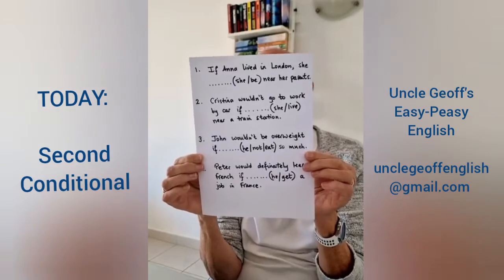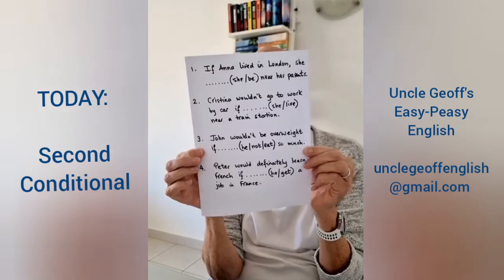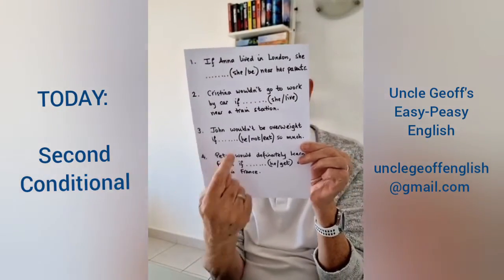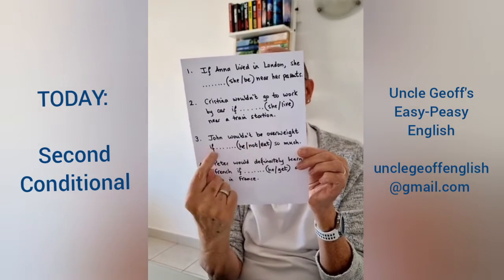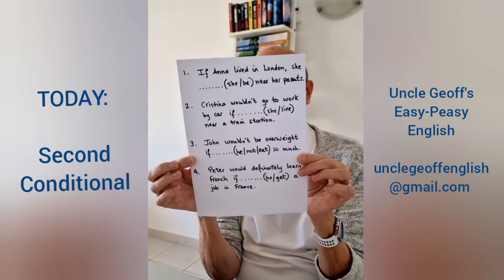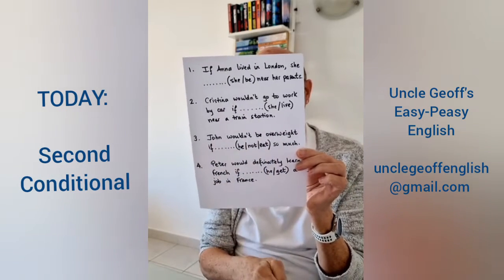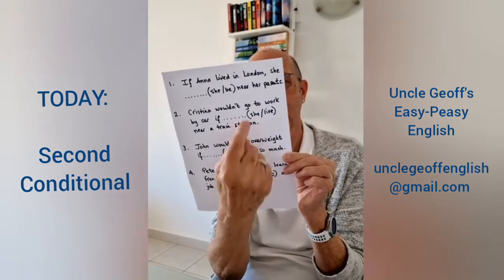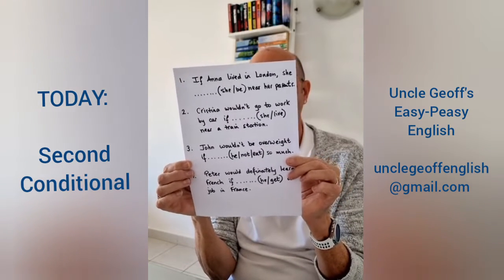Yeah. Okay. Number three, John wouldn't be overweight if, and then choose a form of this, if so much. John wouldn't be overweight if so much. We've got he and not and eat. Oh, this was she and live, in case you can't see it. John wouldn't be overweight.